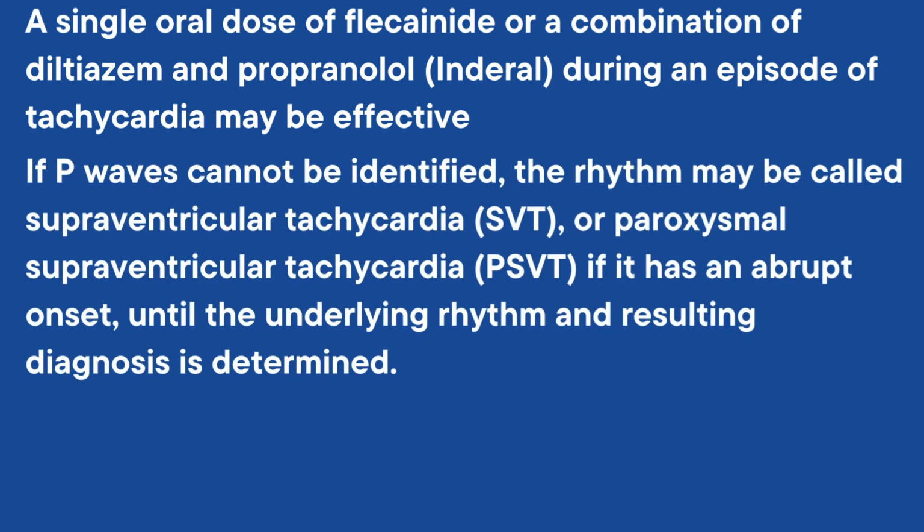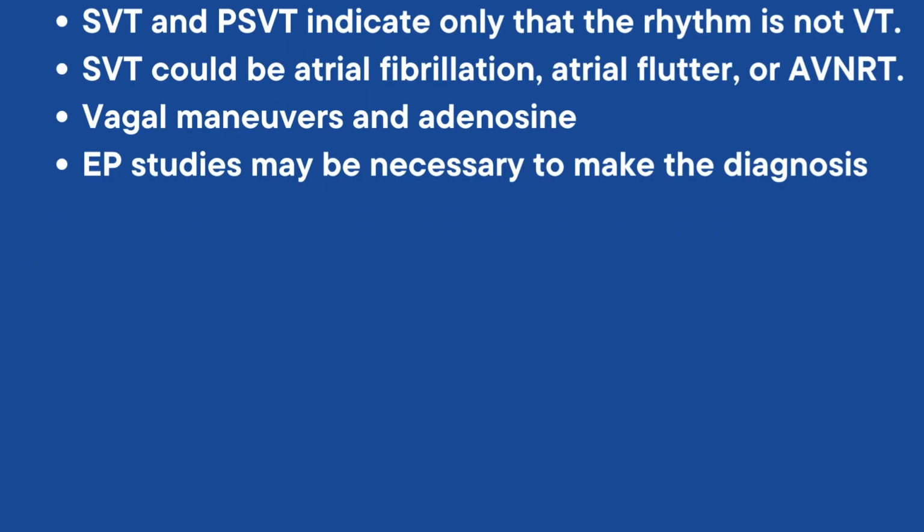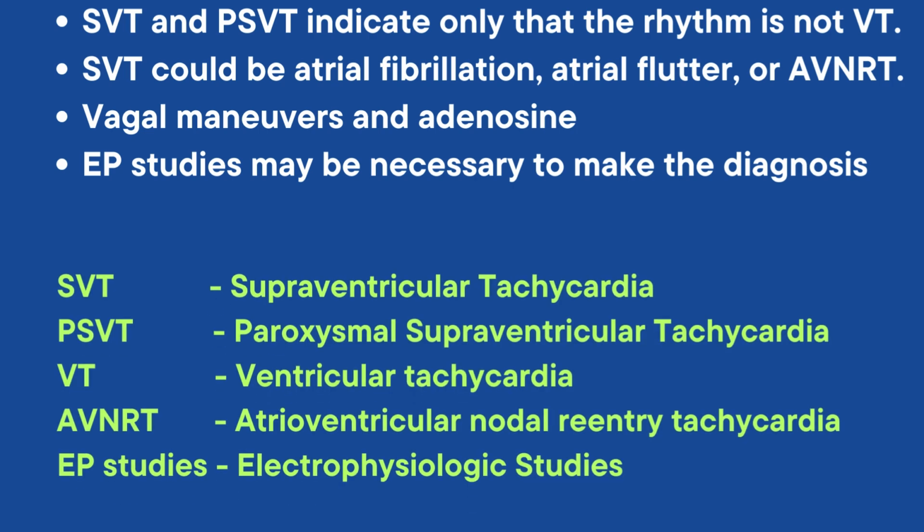If P waves cannot be identified, the rhythm may be called supraventricular tachycardia, or paroxysmal supraventricular tachycardia if it has an abrupt onset, until the underlying rhythm and resultant diagnosis is determined. SVT and PSVT indicate only that the rhythm is not VT. SVT could be atrial fibrillation, atrial flutter, or AVNRT, among others. Vagal maneuvers and adenosine may be used to convert the rhythm or at least slow conduction in the AV node to allow visualization of the P waves. If the ECG does not assist in the differentiation of the dysrhythmia, EP studies may be necessary to make the diagnosis.